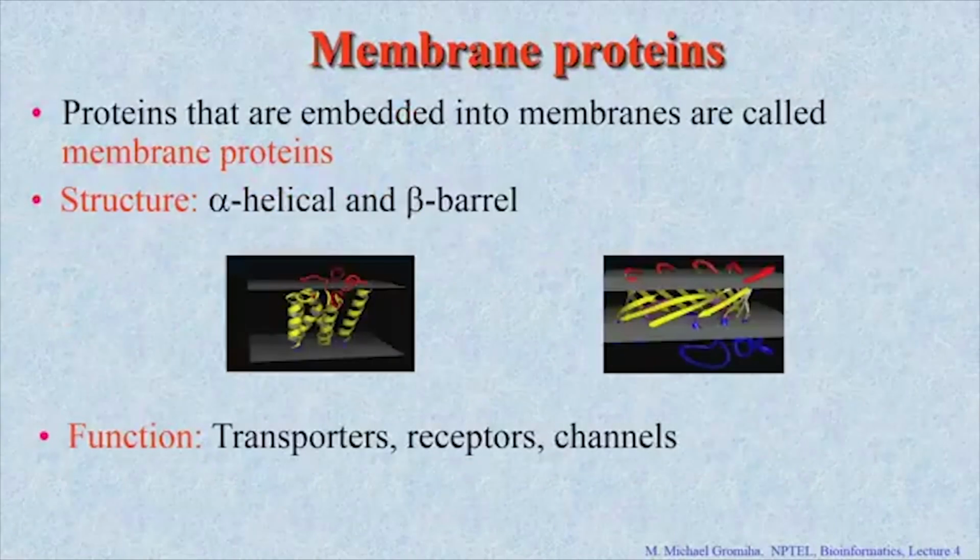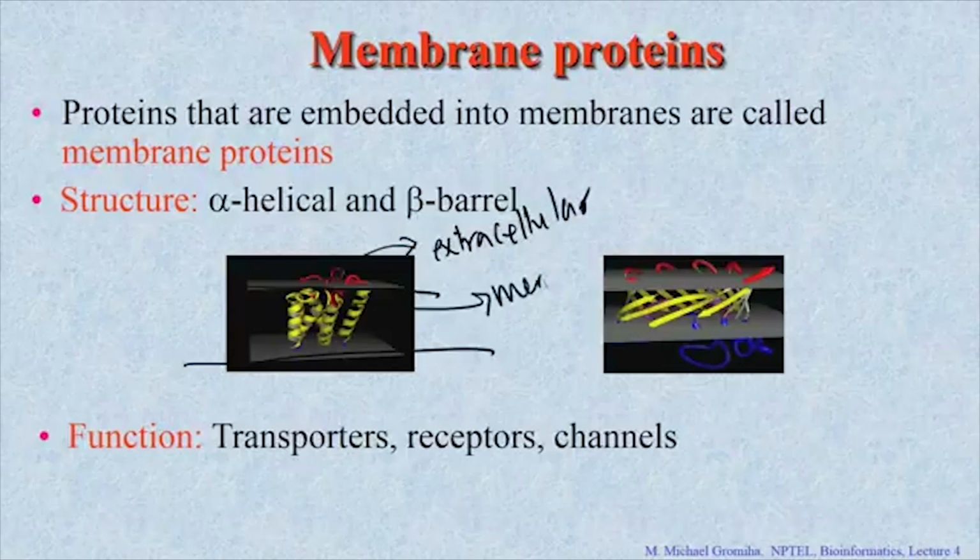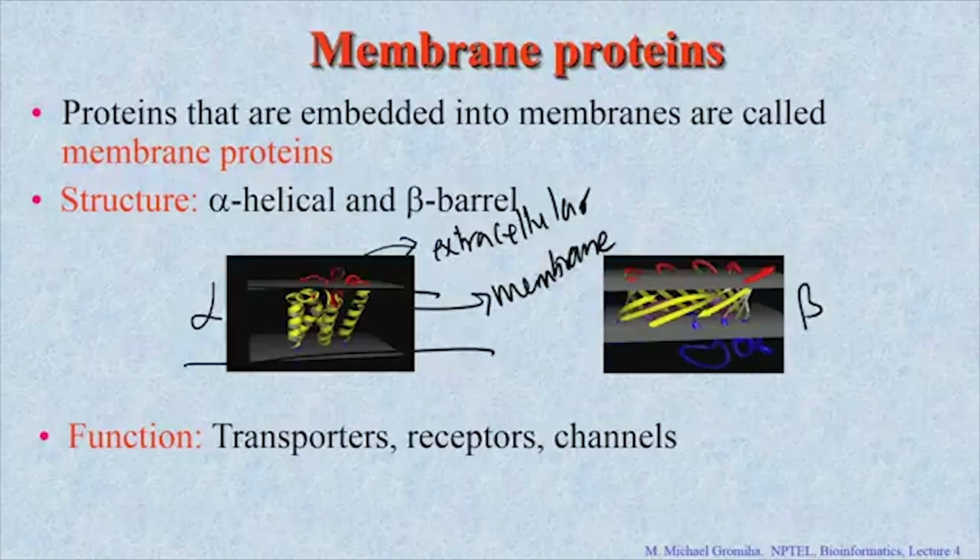Fine. First we discussed globular proteins and fibrous proteins, and the next step is the membrane proteins. As we discussed earlier, membrane proteins are embedded into membranes. I have given two types of proteins here. This is the membrane surface, and these are the proteins embedded into the membrane. This is the outside, the extracellular space, and here this is the membrane. As we discussed earlier, these are two types of proteins, this is alpha and this is beta. You can see this is a beta barrel conformation.